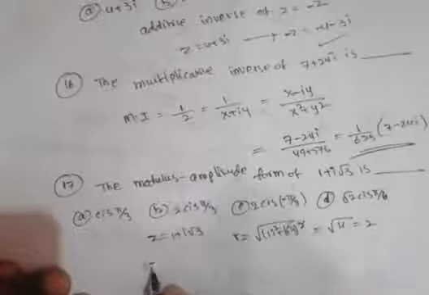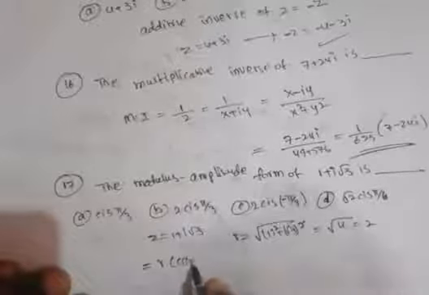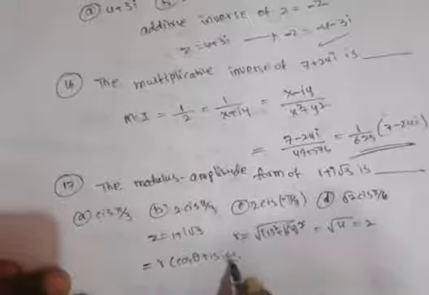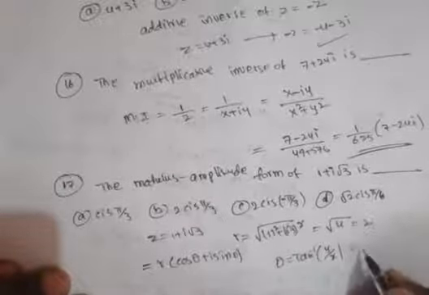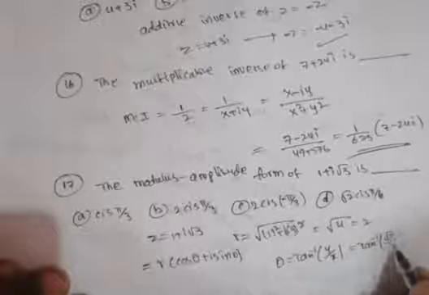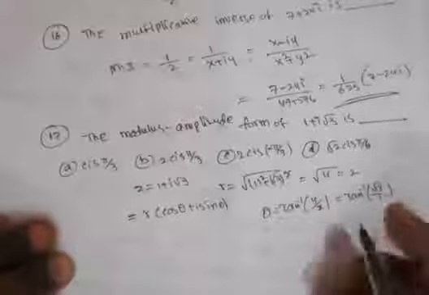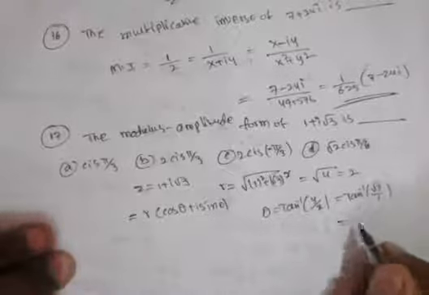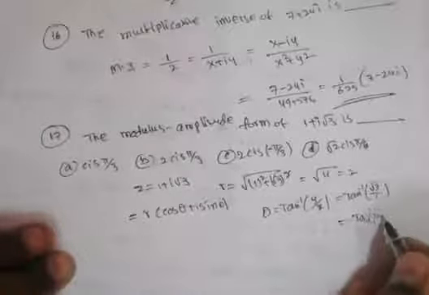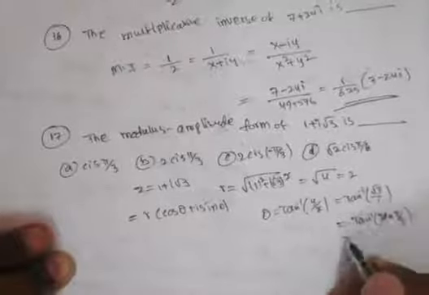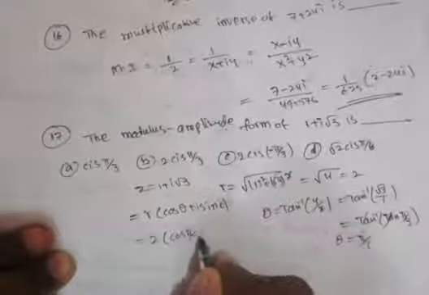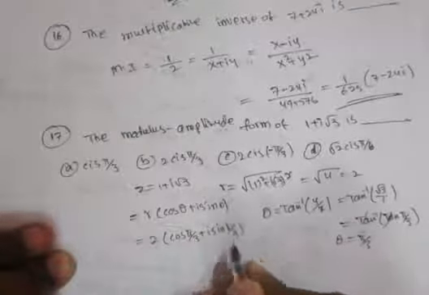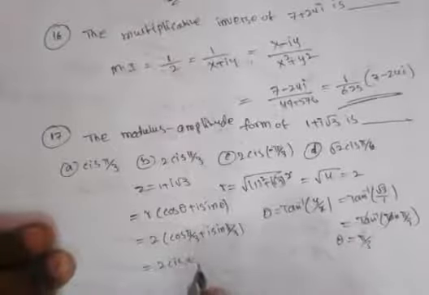Now modulus amplitude form is equal to r into (cos theta plus i sin theta). What is theta? Tan inverse of y by x, that is tan inverse of root 3 by 1. Root 3 by 1 means tan inverse of tan pi by 3. Here theta value is pi by 3. So the form is 2 (cos pi by 3 plus i sin pi by 3), 2 into cis pi by 3. Option B is the correct answer.